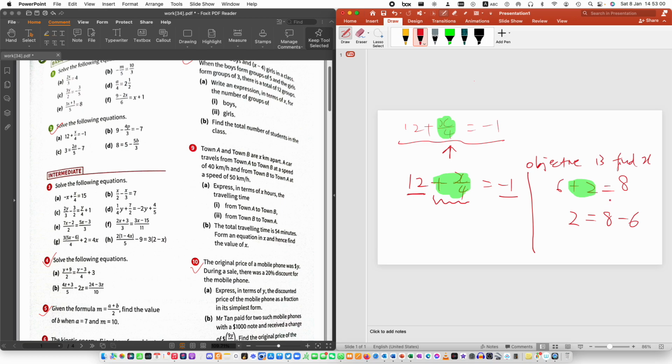Similarly, your x over 4 is equal to -1 minus 12. Very good. So you will end up with x over 4 equals -13. Does it make sense?